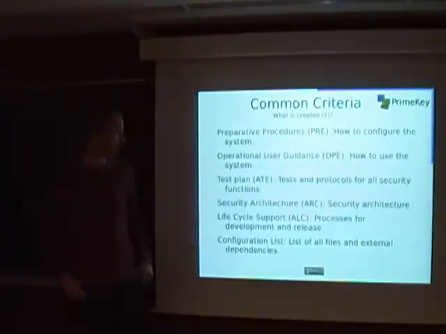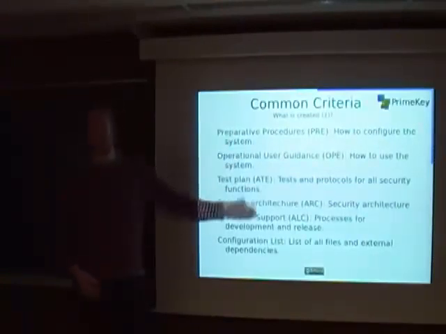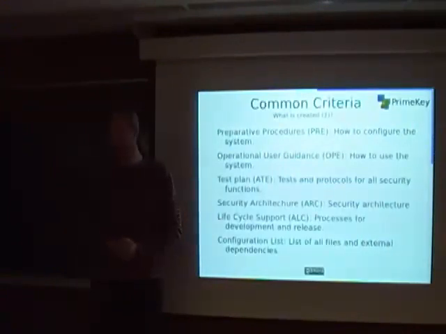Something called lifecycle support, which is probably the document that affects your open source project the most. So we'll talk a lot about this. That defines the processes for development and release, and how you, for example, accept flaws and issue reports from users. If the user finds a security problem, how you receive it and handle that. And also configuration lists of all files and external dependencies if you use other libraries like Apache libraries, etc. You have to document these as well. So that was only 2 pages of different documents that you have to create during the evaluation period.